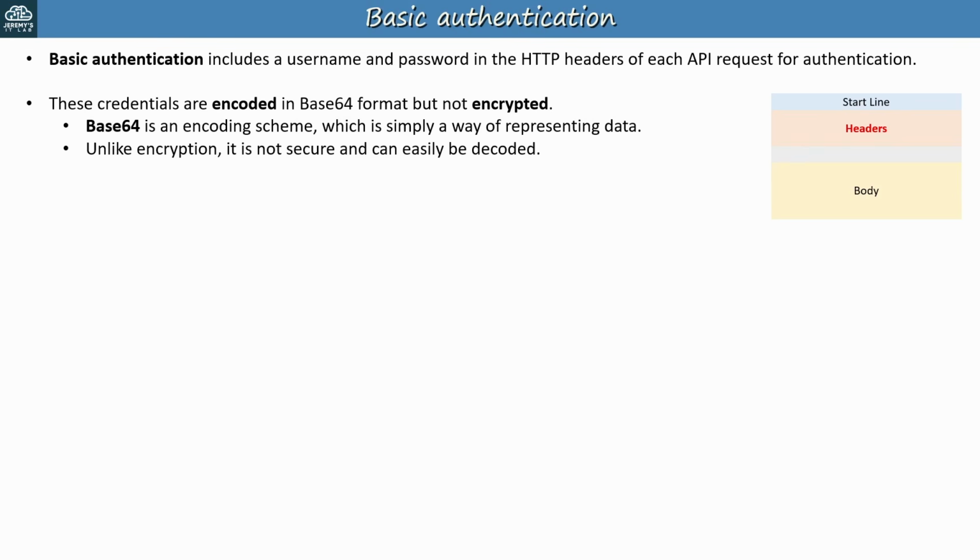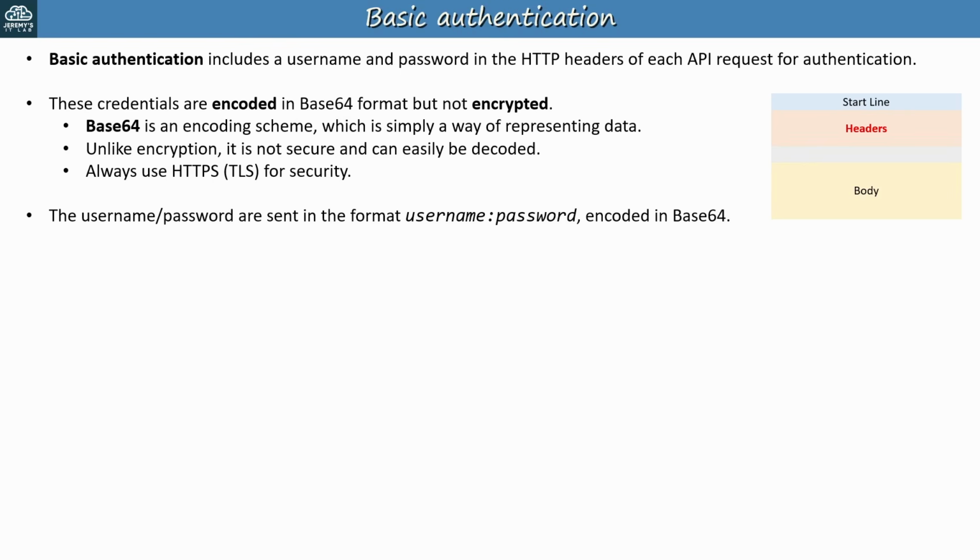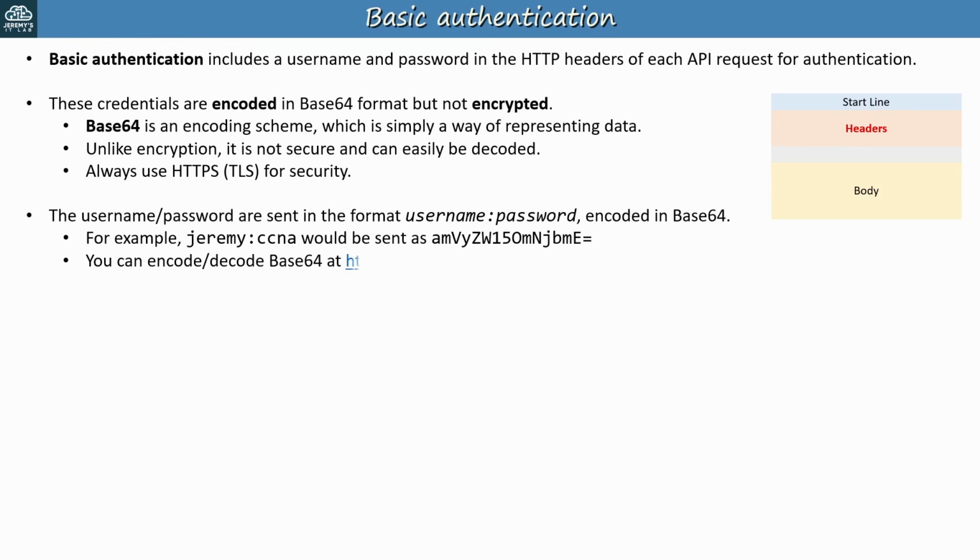So although I've been referring to HTTP, you really should be using HTTPS with your REST APIs for security. HTTPS is HTTP plus TLS, Transport Layer Security, which provides robust encryption and security. The username and password used for basic authentication are sent in the format username:password, encoded in base64. For example, username Jeremy and password CCNA would be sent as this string of characters. If you're curious, you can visit this URL, base64decode.org, to encode and decode base64.